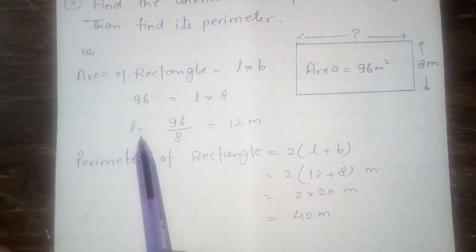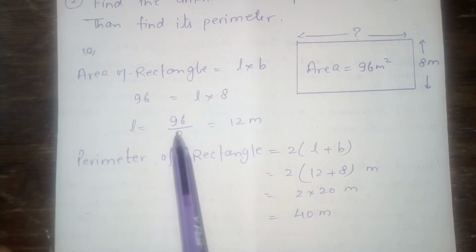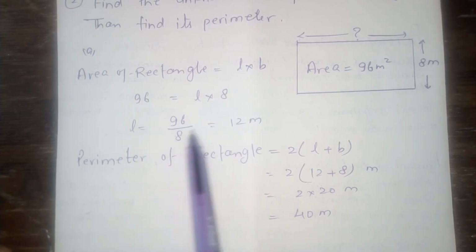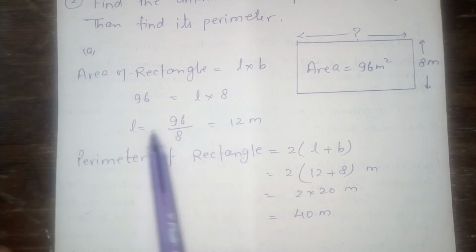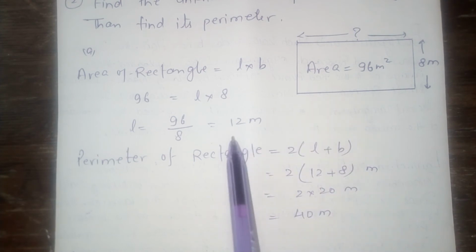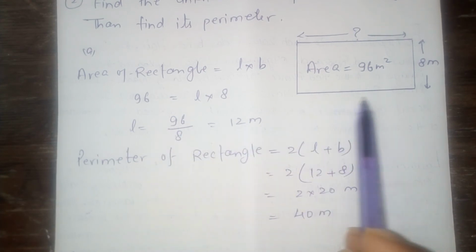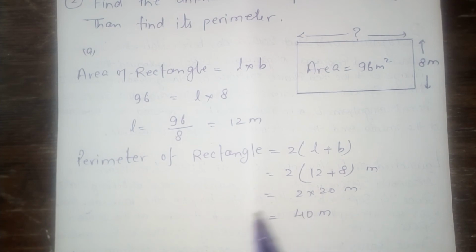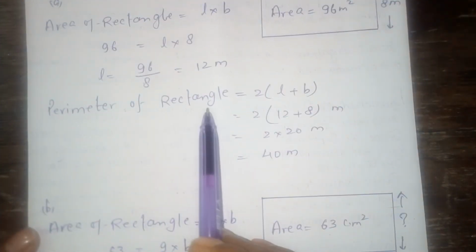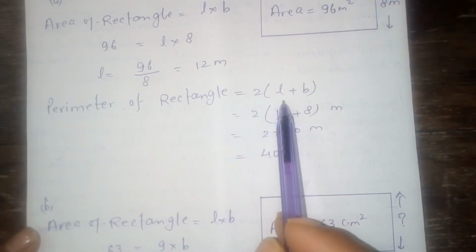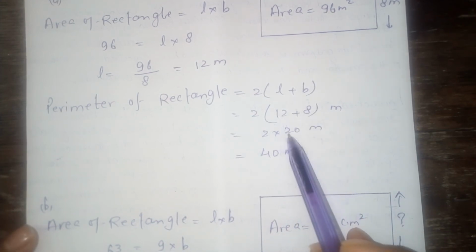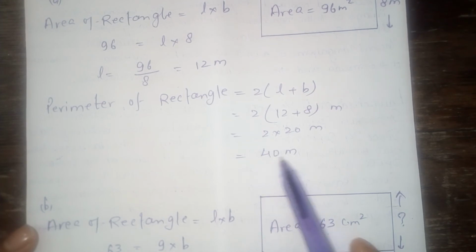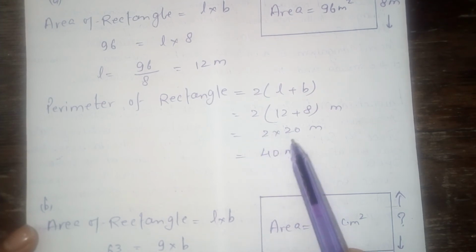Okay, how will we find the length? Length is equal to 96 upon 8. When 96 is divided by 8, it gives 12 meter. 12 meter is the length of the given rectangle. Okay, now we will find the perimeter of the rectangle, which is equal to 2 into (L plus B). Length is 12, breadth is 8. 12 plus 8 is 20, 2 times 20 is 40. 40 meter is the perimeter of the given rectangle.